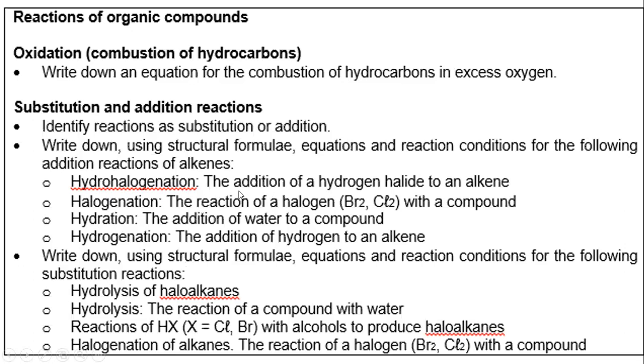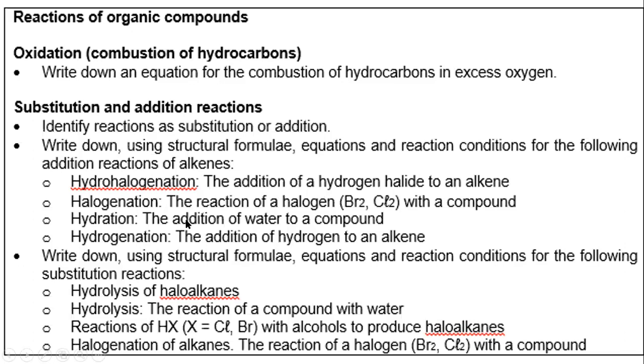And when we look at hydrohalogenation, basically we are looking at the addition of a hydrogen halide to an alkene. Now it will get easier as we do the actual reactions, but putting it simply, we will be looking at what happens when you add a hydrogen as well as a halogen at the same time to an alkene molecule.